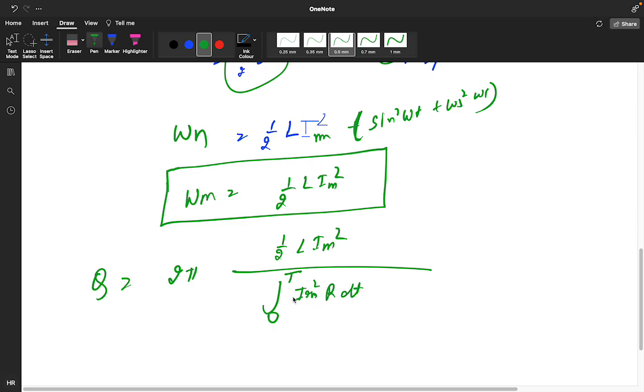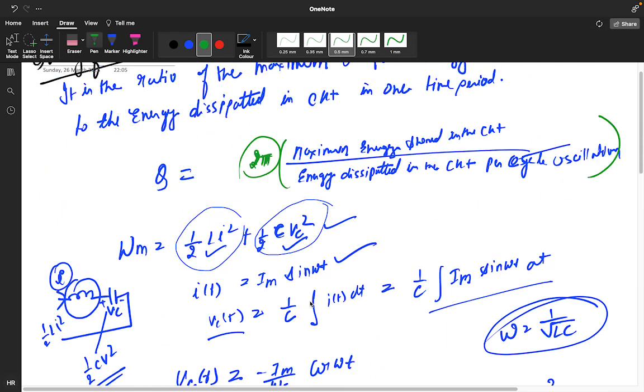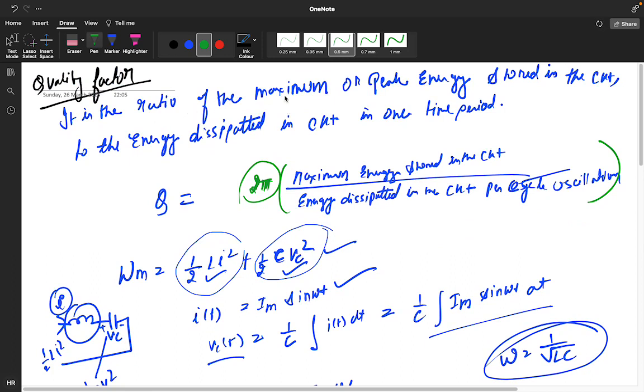Means energy dissipated. See the ratio of the maximum, see this point very carefully, maximum or peak energy stored in a capacitor to the energy dissipated in one time period. Energy dissipated in one time period. So energy means 2 pi, automatically 2 pi will come. I will show you. And where will energy be dissipated?